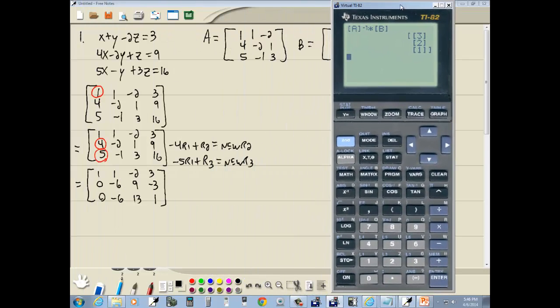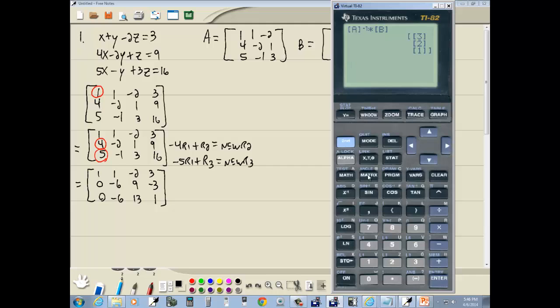Okay. First thing I want to do is input this matrix into A. So I'll go to matrix, go over to edit, do enter on A. Rows by columns: 3 rows, 4 columns. So this would be a 3, enter, 4, enter. And you see part of it is off the screen. It doesn't matter, it'll scroll as we do this. So do 1, enter, 1, enter, negative 2, enter, 3, enter, 4, enter, negative 2, enter, 1, enter, 9, enter, 5, enter, negative 1, enter, 3, enter, 16, enter.